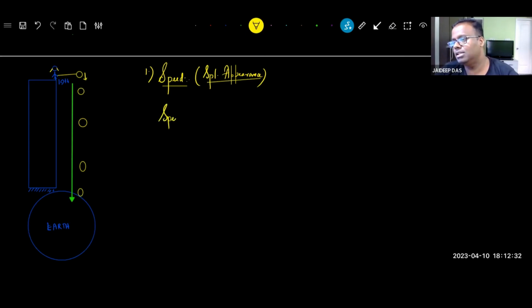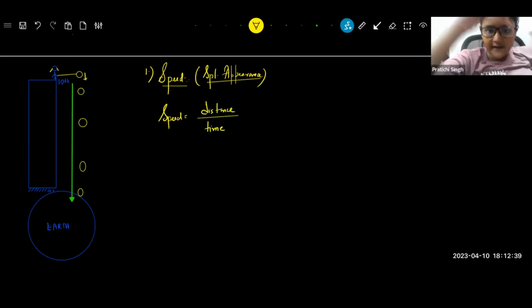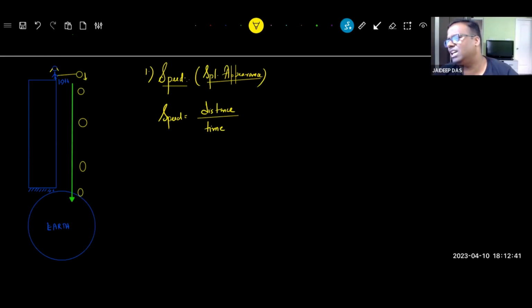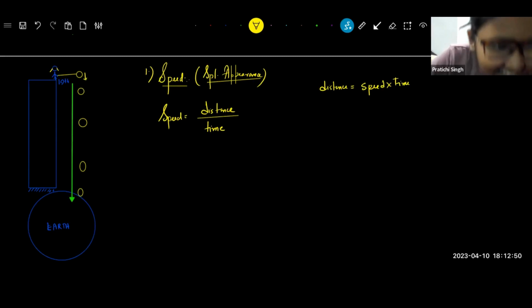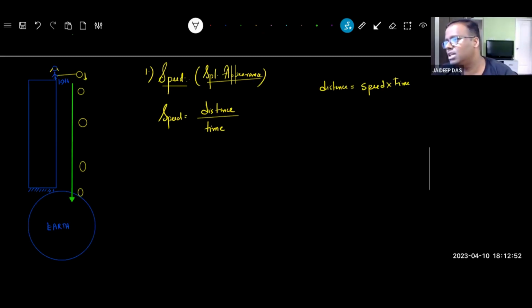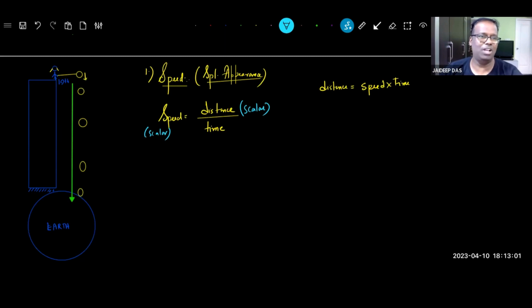Speed is the ratio of distance over time. And in many lower grade classes, you have always crammed this formula: distance equals speed into time. Who has given birth to speed? Speed has been given birth by a parent who is a scalar, so speed is also scalar. A Kshatriya's son will be a Kshatriya. Okay? Understood?